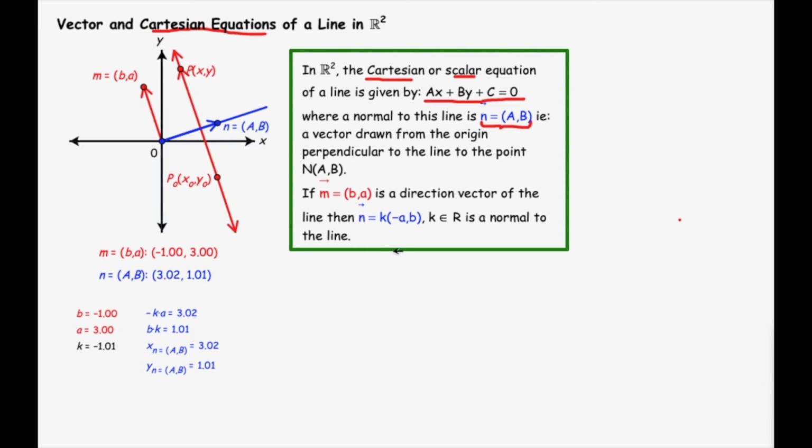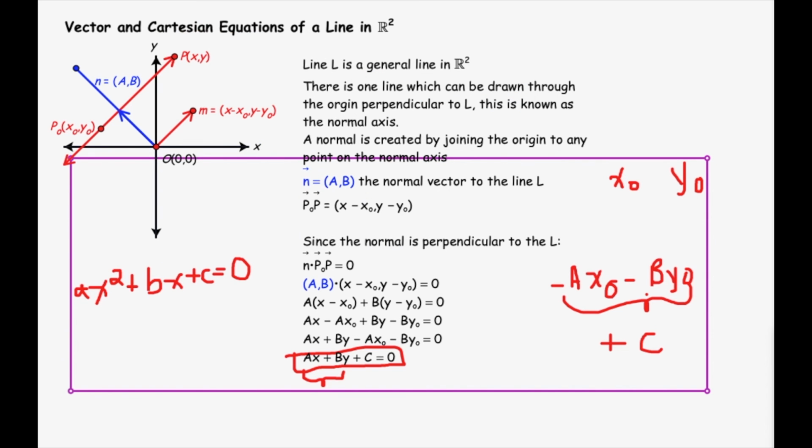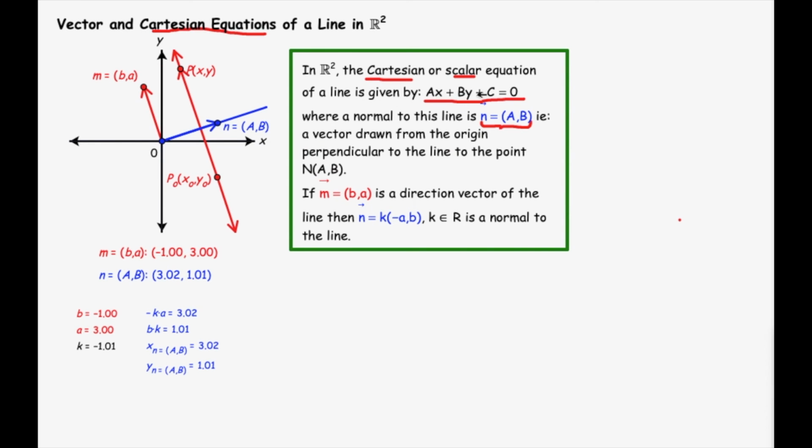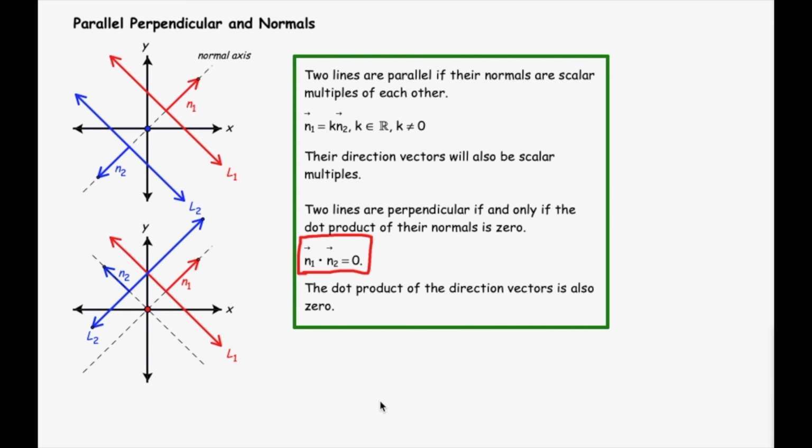How can we determine what the Cartesian or scalar equation of a line is? We did that by using a normal and taking the dot product. We did that in this particular slide. The dot product, set equal to 0, gave us the Cartesian equation of the line, where the A and B actually give you the normal. And as I mentioned a few seconds ago, we can now determine if lines are parallel or perpendicular by comparing normals. That brings us to the end of lesson 2.